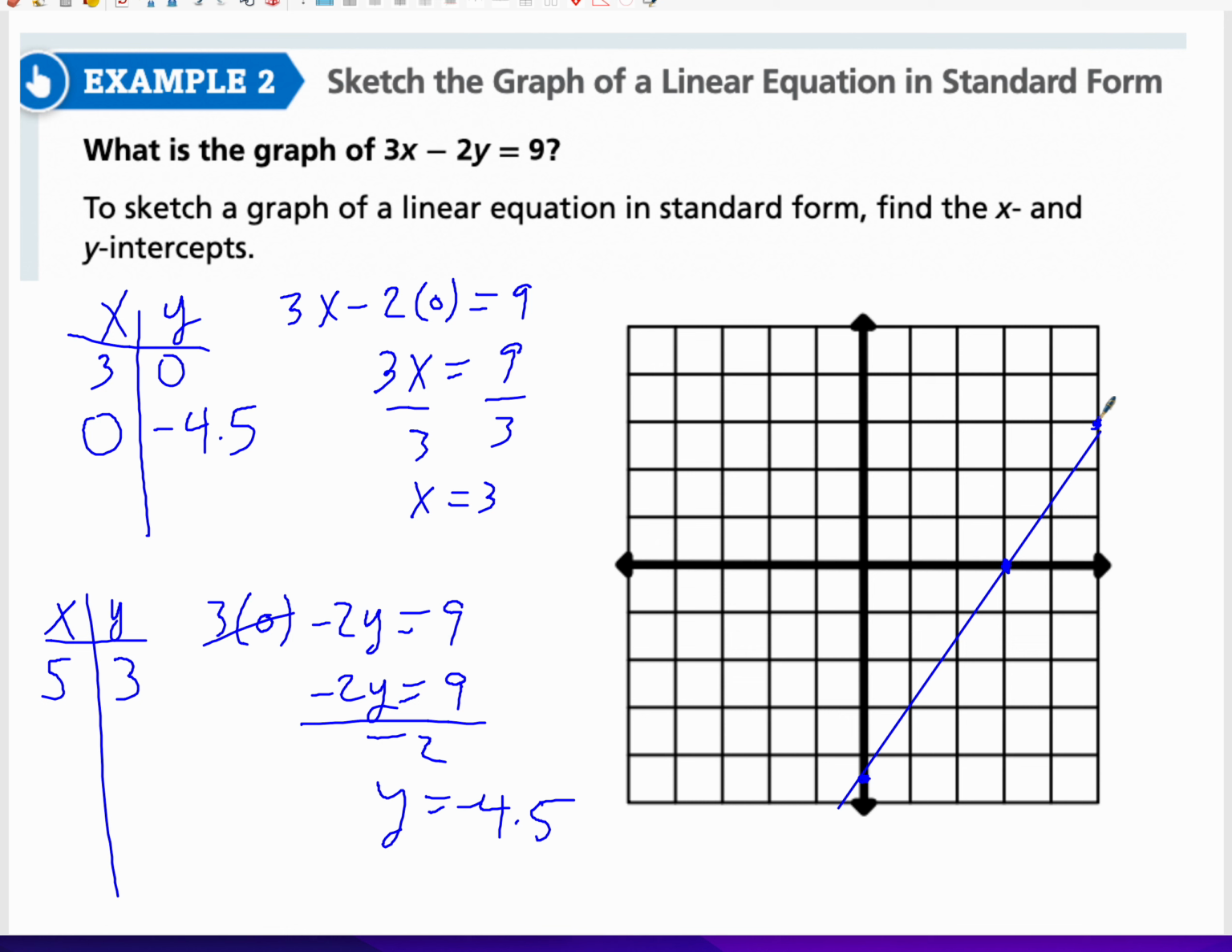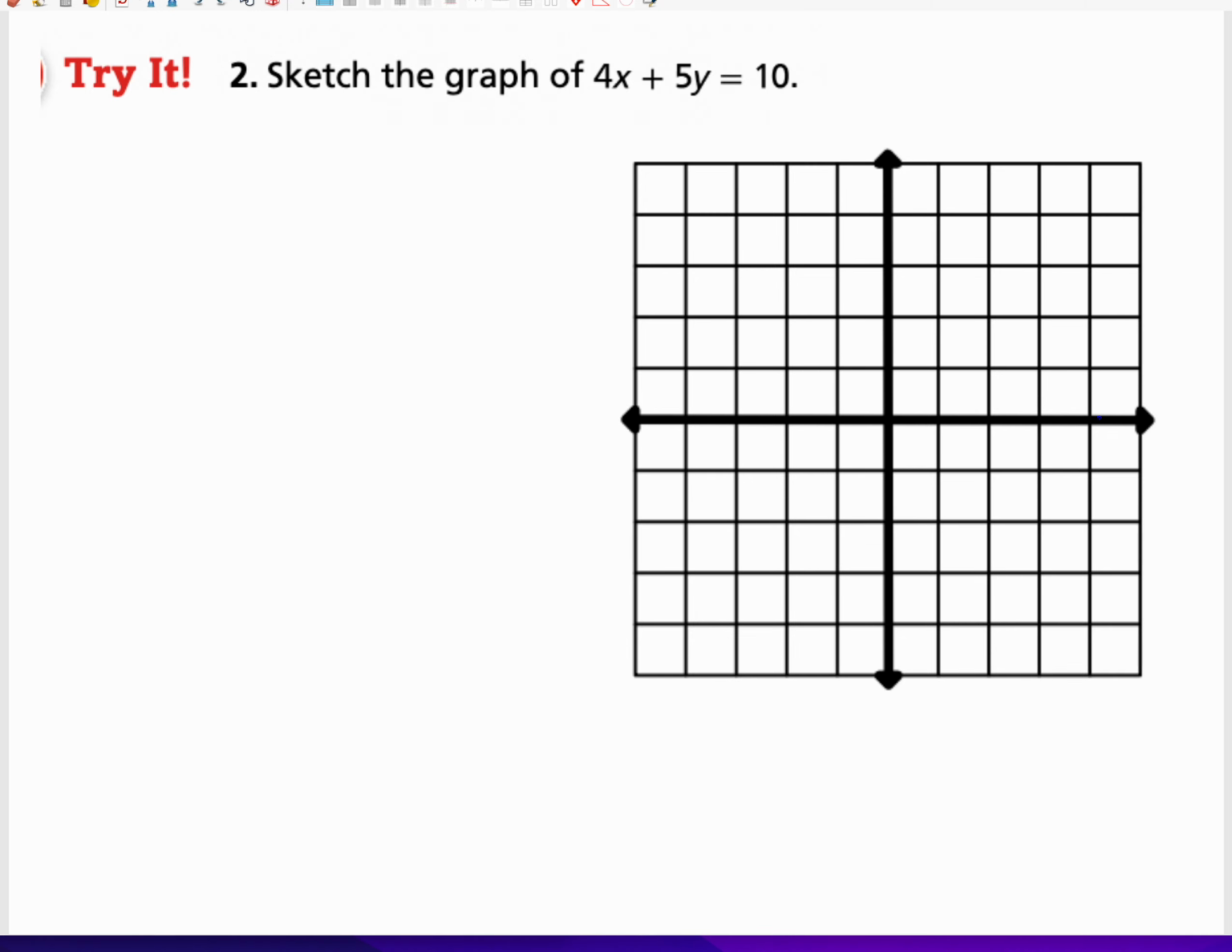Listen, you can always choose other ordered pairs, right? We can always put other numbers in for x and y. We don't have to put zeros in for x and 0 in for y. We can do it differently, okay? But typically, x and y intercepts are gonna be easy to find. Now, they may not be easy to graph, right?